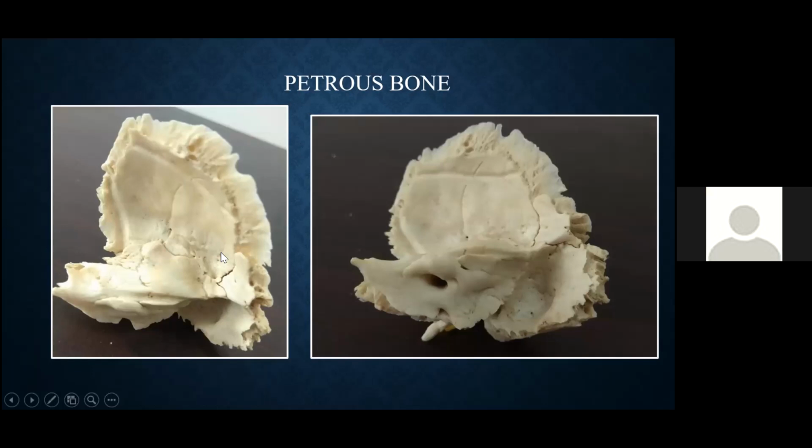We can see the petrous bone again. This is the superior surface, the anterior superior surface of the petrous temporal bone. And this is the posterior superior surface of the petrous temporal bone, showing the internal auditory canal, part of the endolymphatic sac fossa. And this is the sigmoid sinus sulcus, which we will study in detail in the coming slides.